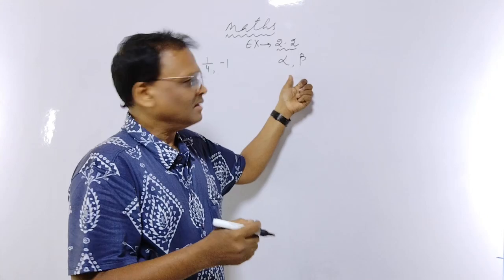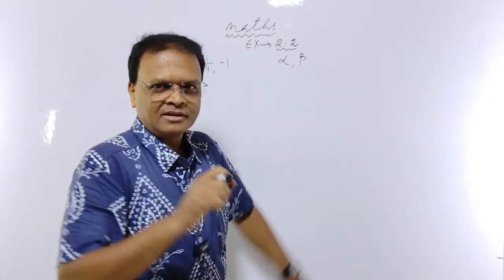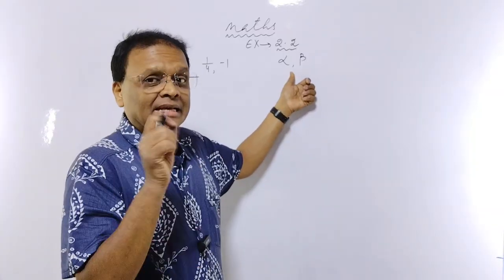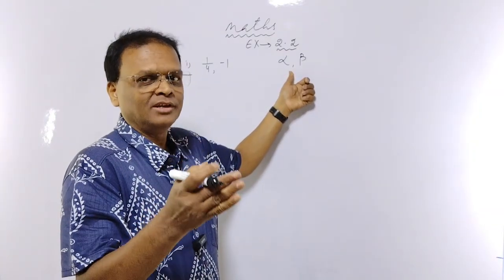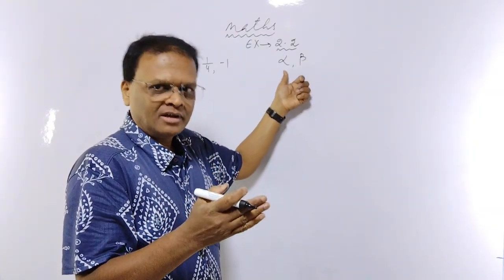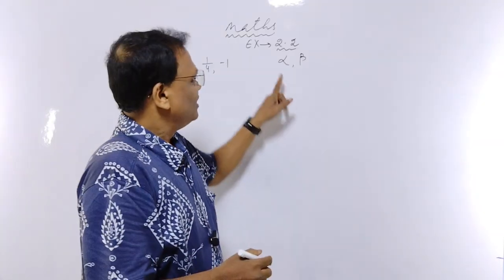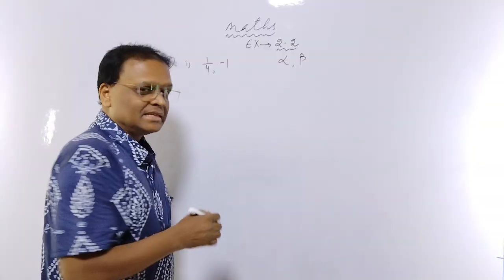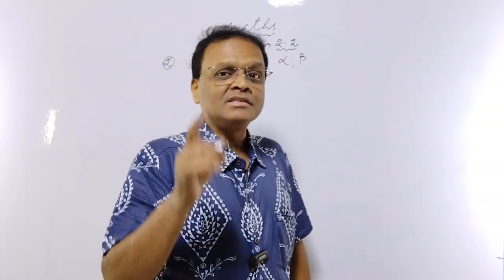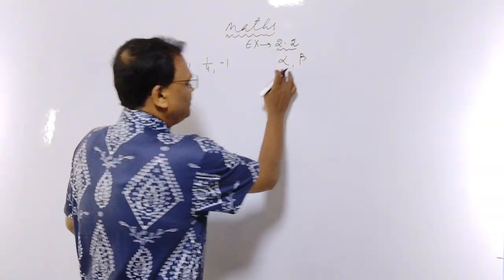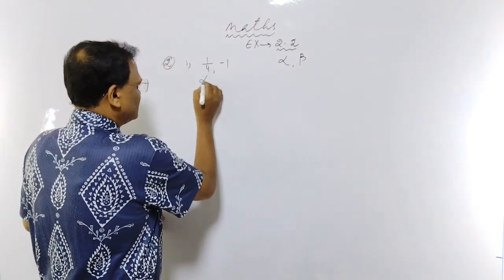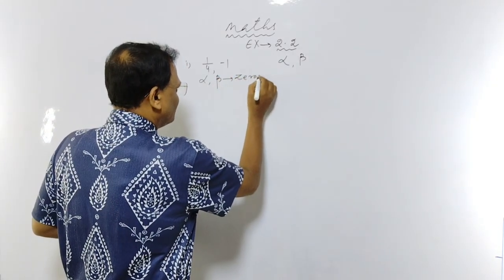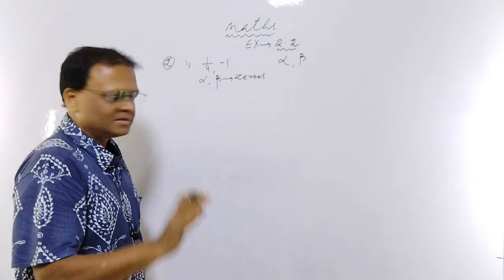Symbolically, in place of zeros, we actually represent them by alpha and beta. Zeros means x values, and we write them as alpha and beta. If there are two zeros, one is alpha and one is beta. But in this case he has not given the zeros. What is given? The sum of the zeros. Alpha and beta, these are the symbols for the zeros, right?